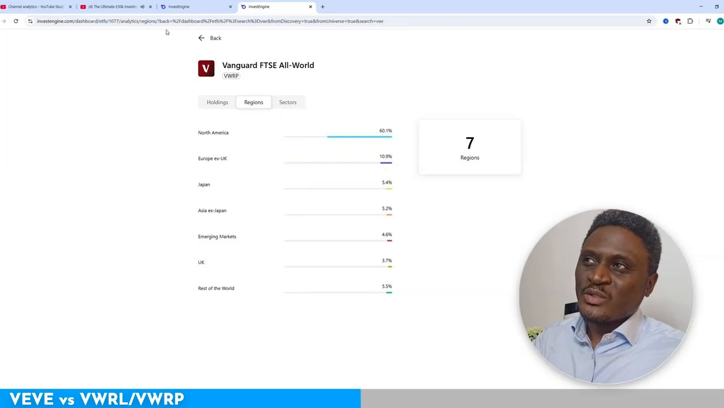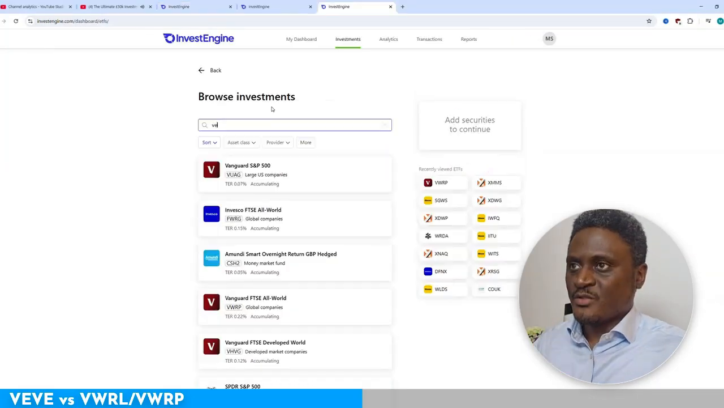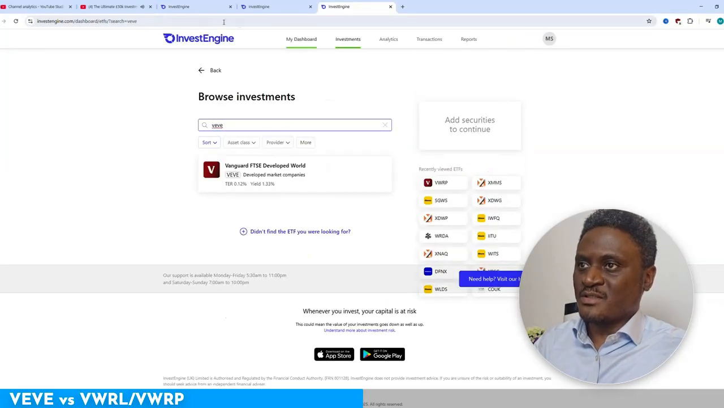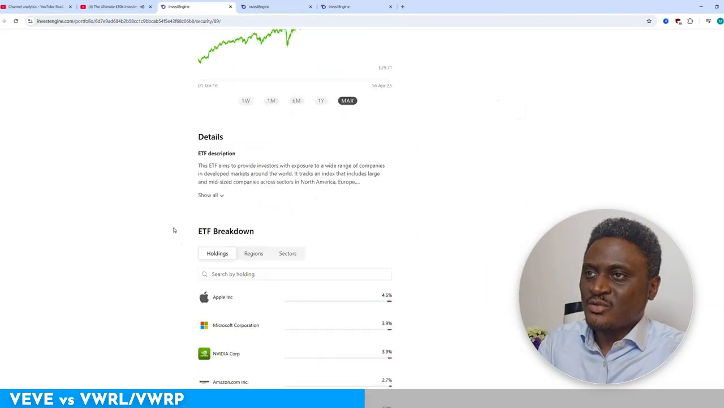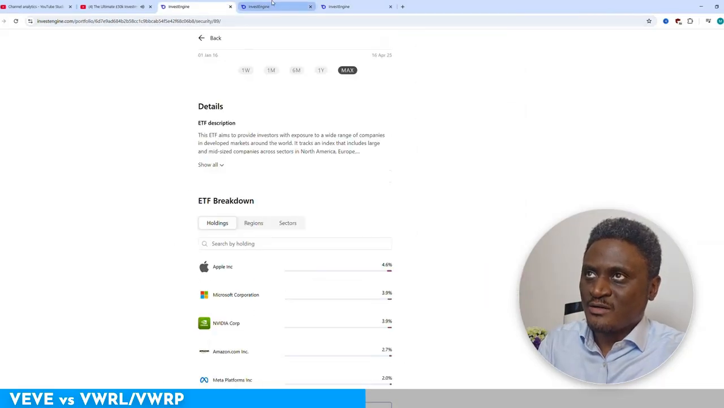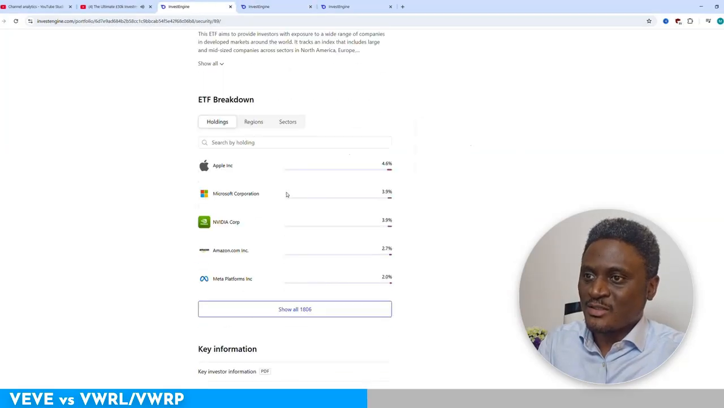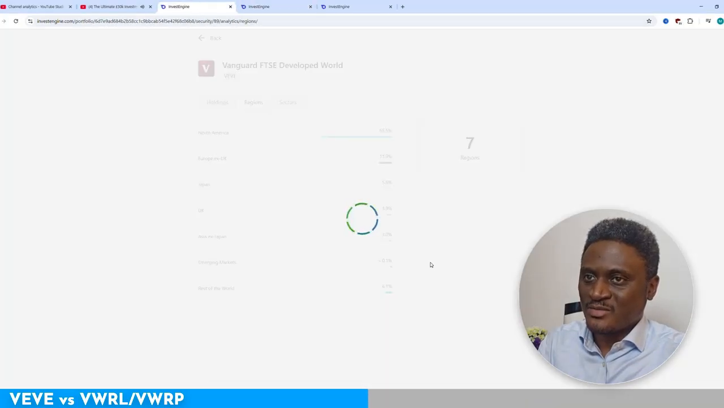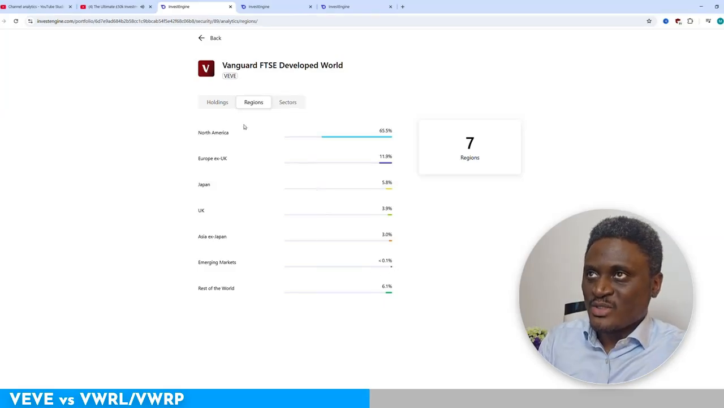But what I've done with my own portfolio is slightly different, and I'll tell you why. So let me tell you a bit about the different things I've invested in. So VEVE is very similar to VWRL or VWRP. The difference is that it doesn't include emerging markets. So emerging markets is basically non-existent in this mix because it's looking at the FTSE developed world.